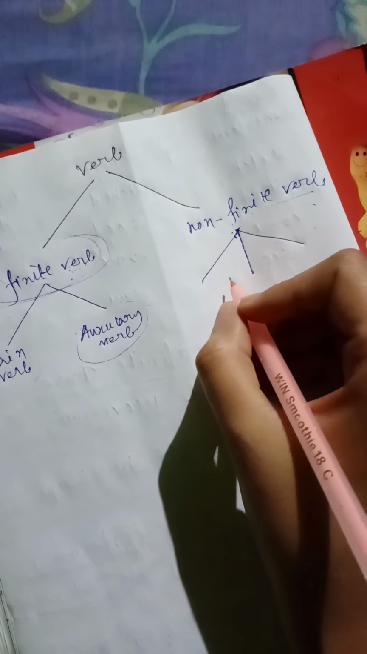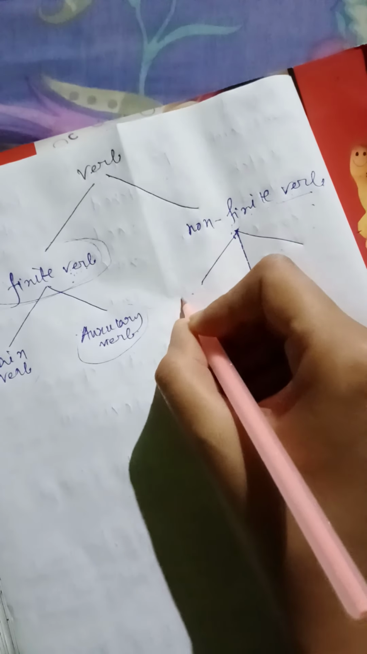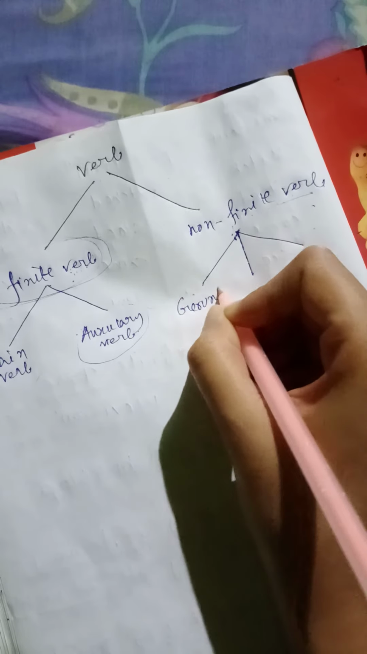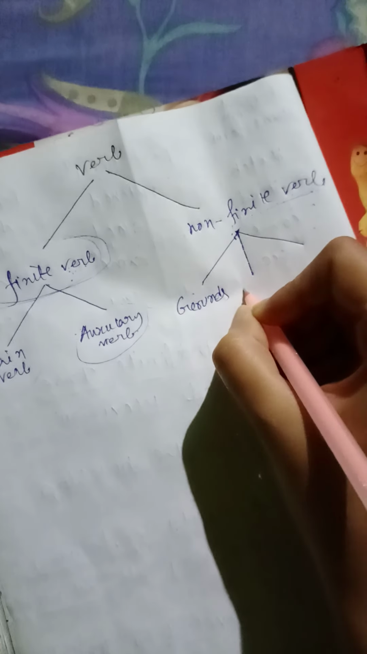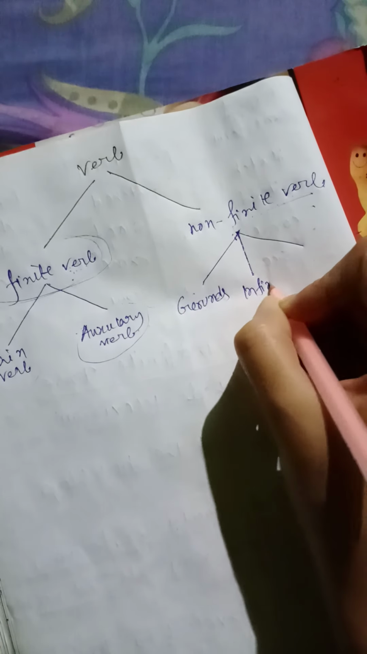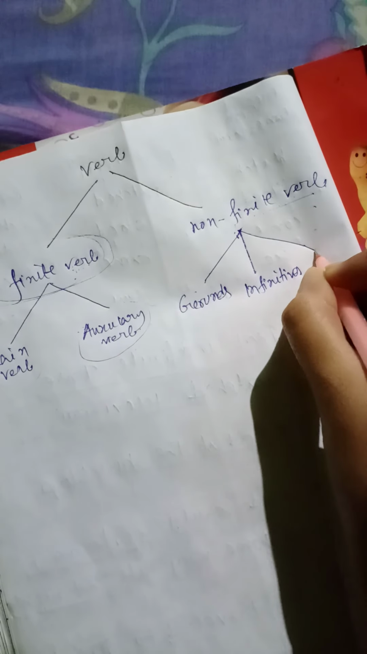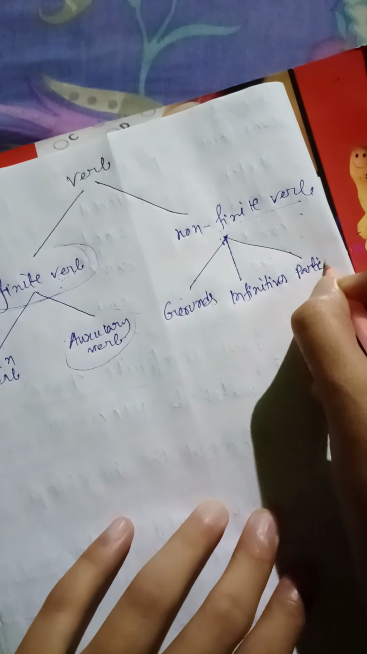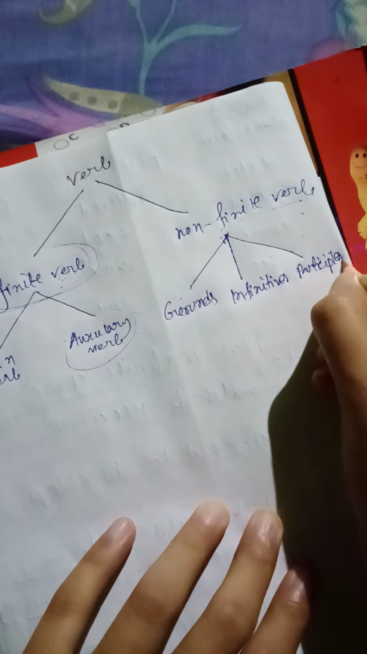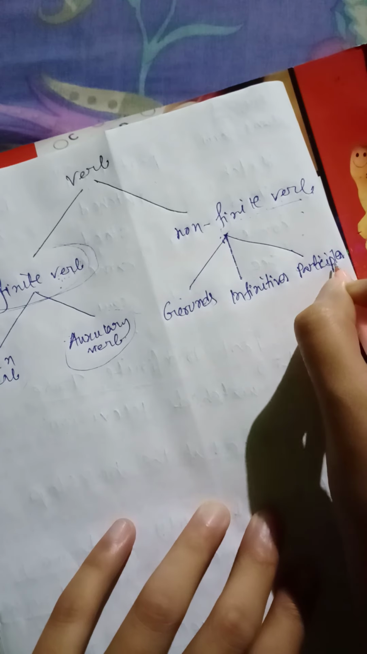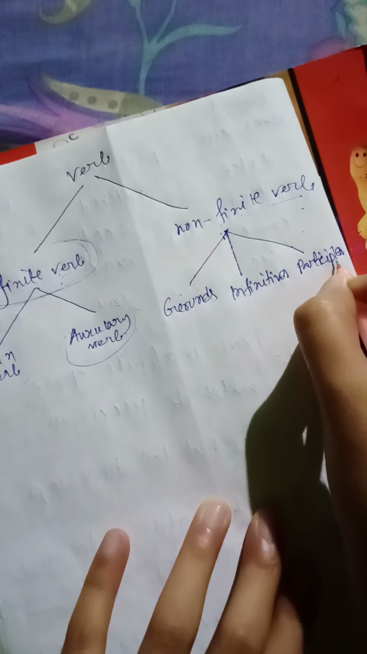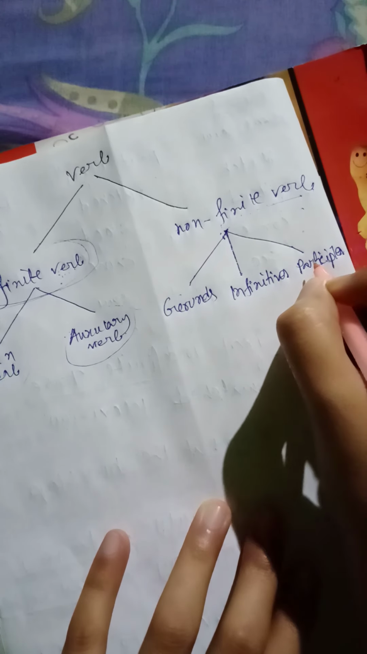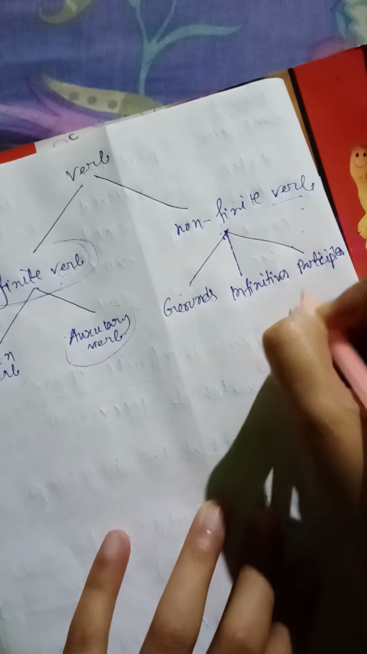Non-finite verb is divided into three parts: gerunds, infinitives, and the last one is participle. Participles. Okay, I have written here participles because participles is further divided into two types: present participle and past participle.